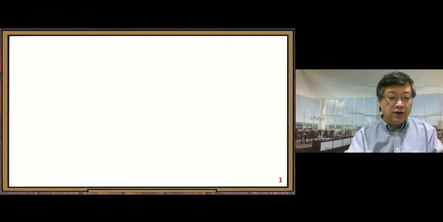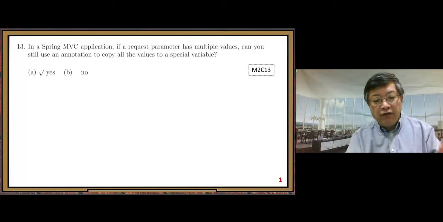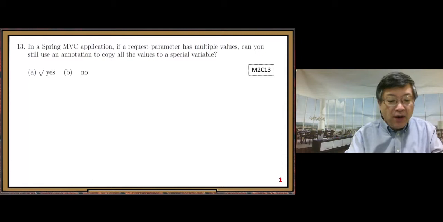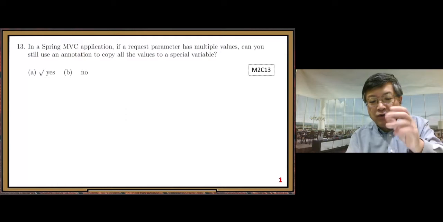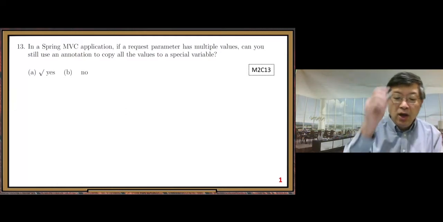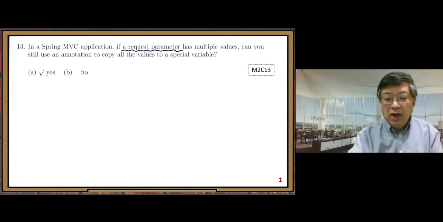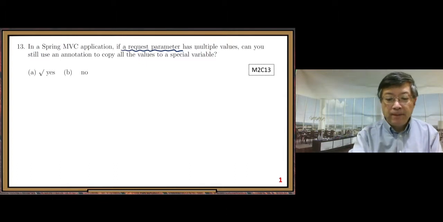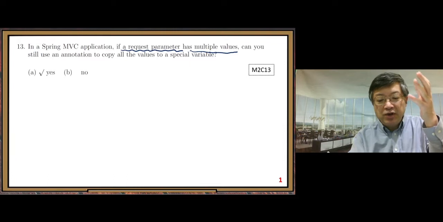All right, first, number 13. In a Spring MVC application, if a request parameter has multiple values, can you still use an annotation to copy all the values to a special variable? A request parameter, one request parameter has multiple values. Can you still use an annotation to copy to a special variable? Yes.